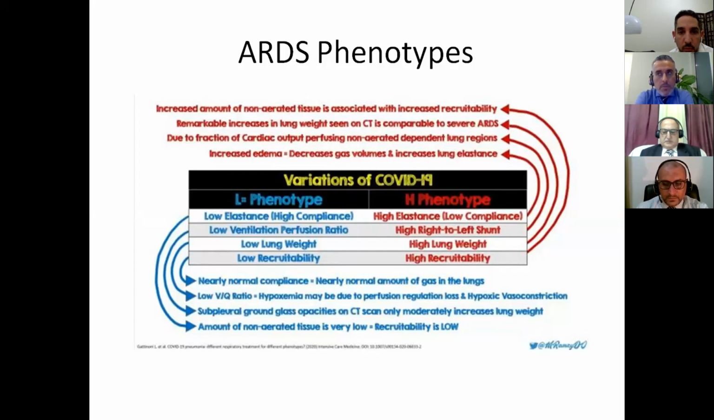Whereas in the H phenotype, you have a high lung weight, you have a shunt pathology, you have low compliance, you have high elastance. And the recruitability is very high. It means that most of the alveoli in the lung are collapsed, and you need to do something to open up these alveoli to improve the patient's oxygenation. Just delivering oxygen to these patients is not going to help them. You have to do something which will open up the alveoli and improve his oxygenation.